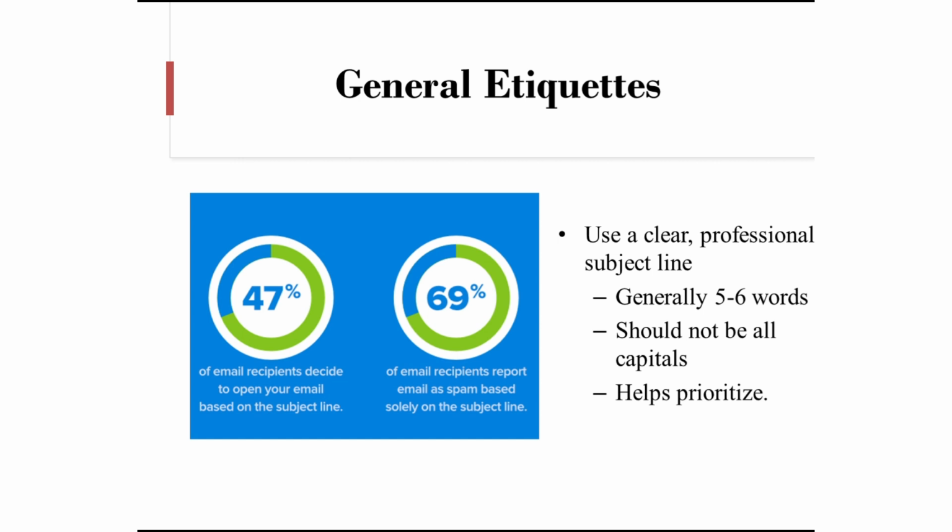Now, sometimes you may also want to add important or urgent on the subject line so that it helps the reader to prioritize his emails. Data says that 47% of the email recipients decide whether to open your email or not based on the subject line. And 69% of the email recipients report the emails that they receive as spam based solely on the subject line. So be very, very careful while you are drafting the subject line of your email, right?